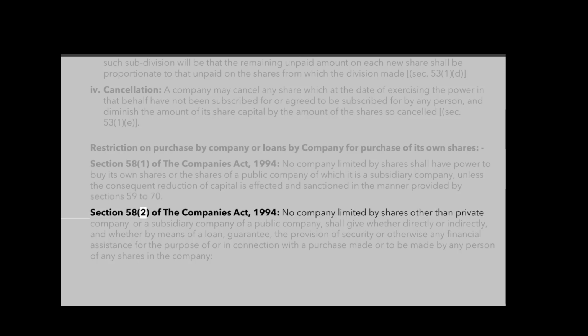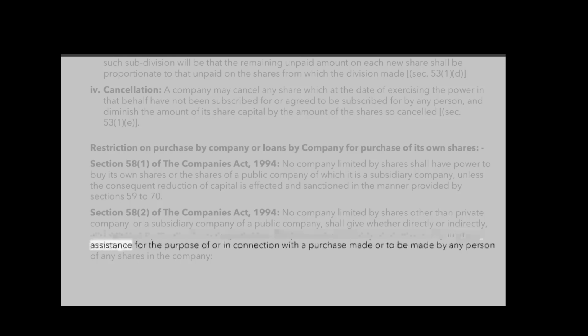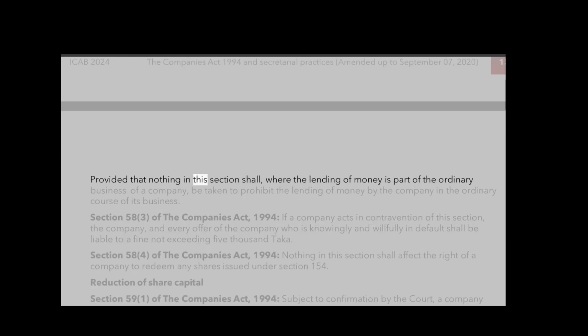Section 58, 2, of the Companies Act, 1994. No company limited by shares other than a private company or a subsidiary company of a public company shall give, whether directly or indirectly, and whether by means of a loan, guarantee, the provision of security or otherwise, any financial assistance for the purpose of or in connection with a purchase made or to be made by any person of any shares in the company. Provided that nothing in this section shall, where the lending of money is part of the ordinary business of a company, be taken to prohibit the lending of money by the company in the ordinary course of its business.